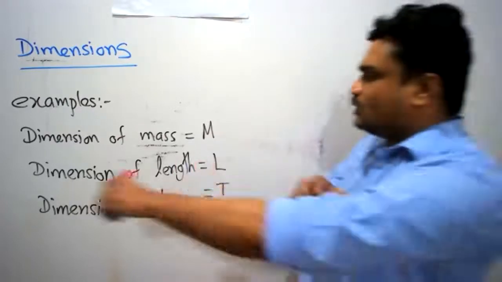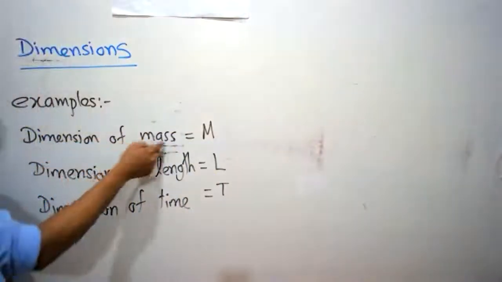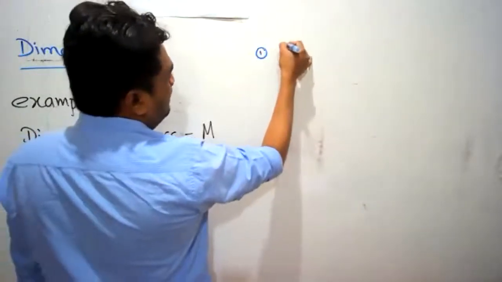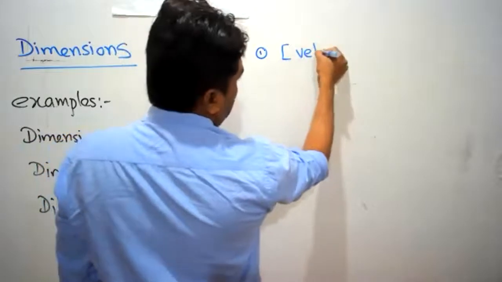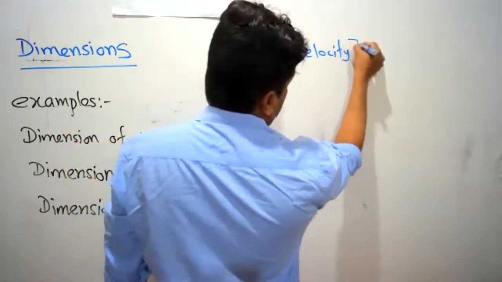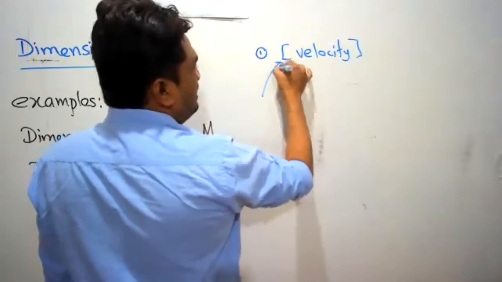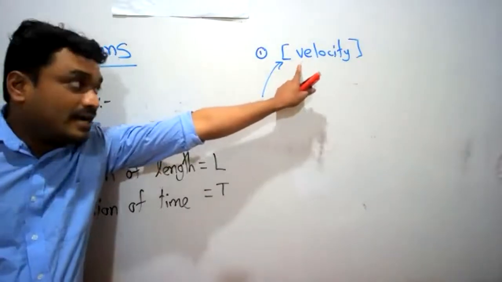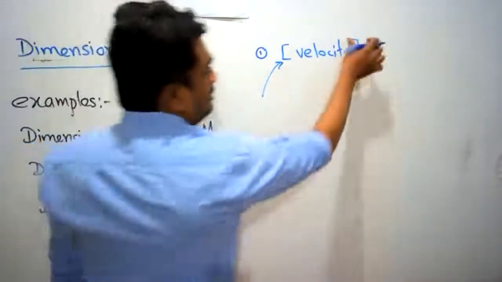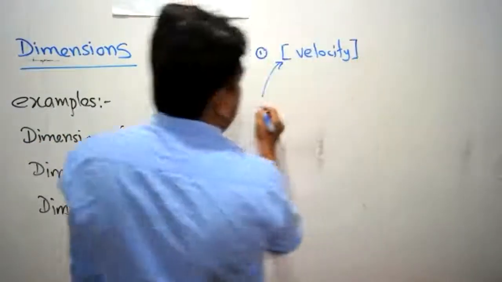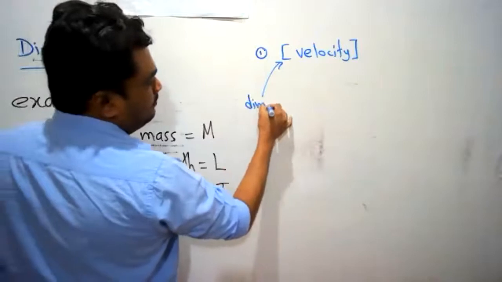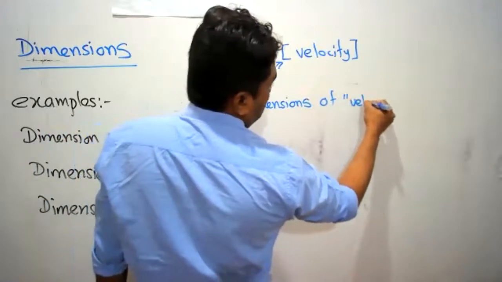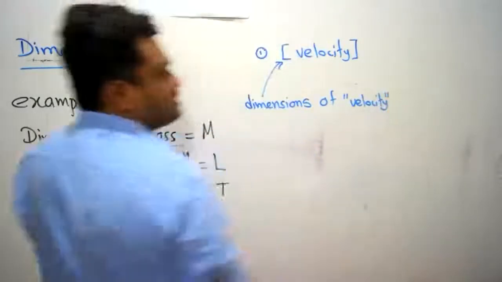Right. To say dimensions often, we use square brackets. Look at the board. For example, if we have written velocity inside square brackets, the meaning is that velocity is a physical quantity, and I have written that physical quantity inside square brackets. The meaning is dimensions of velocity. So these are notations.